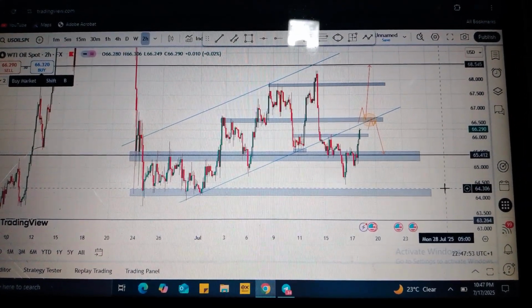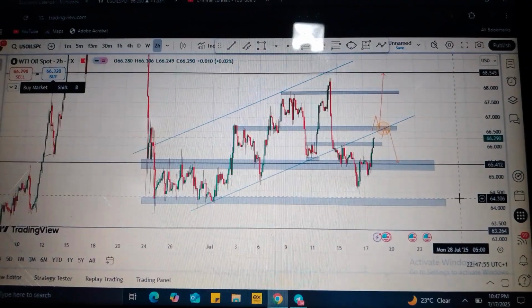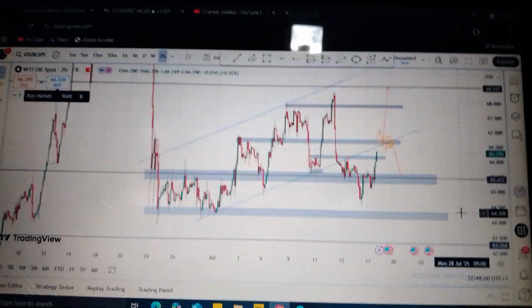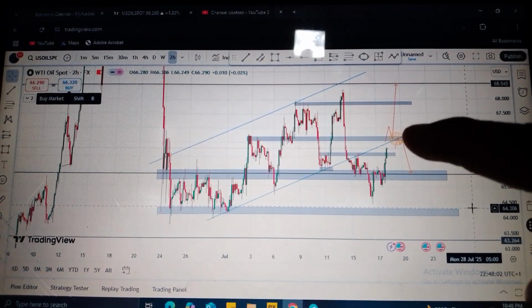So US oil is trending downwards, right? So this is an uptrending market. That's a counter trend. So I'm expecting to short from this area or long from this area, depending on how the market behaves.